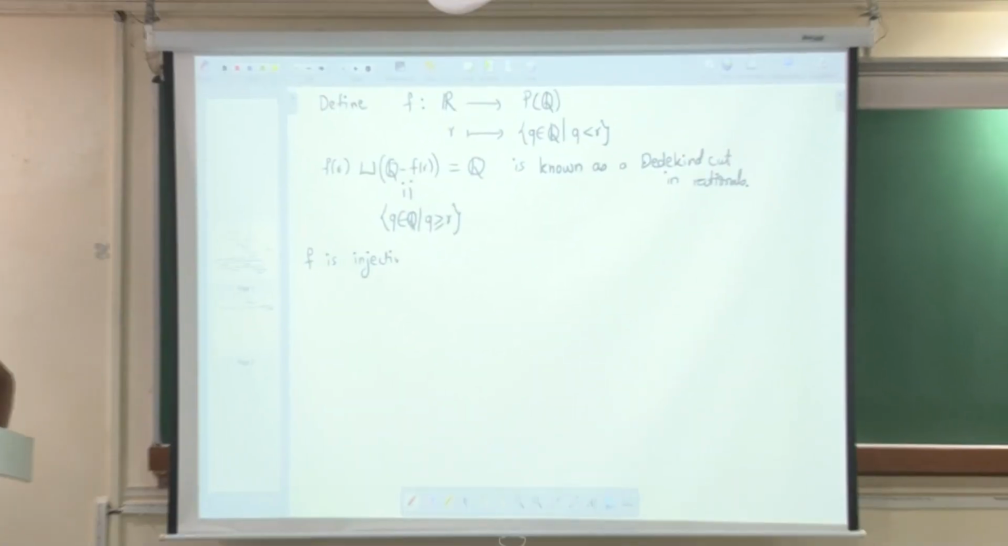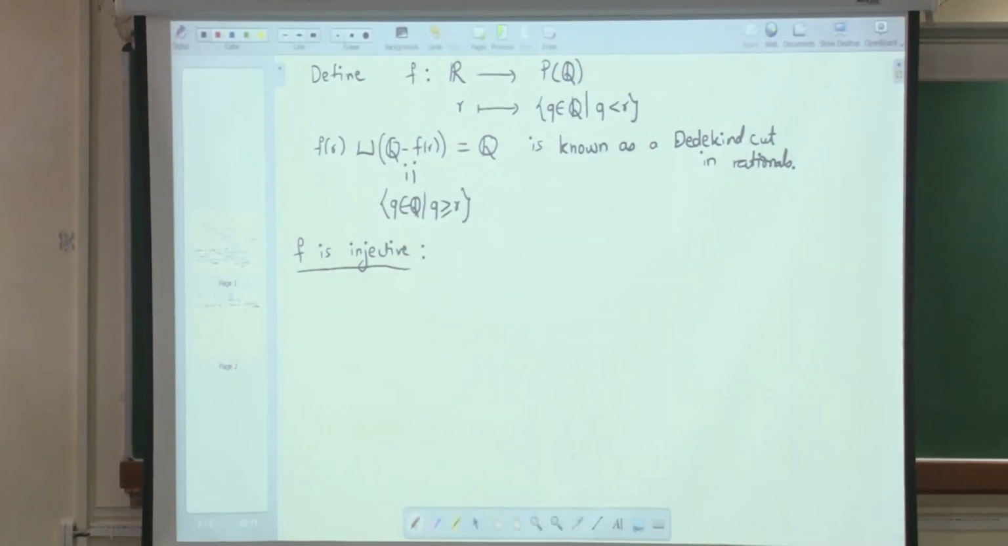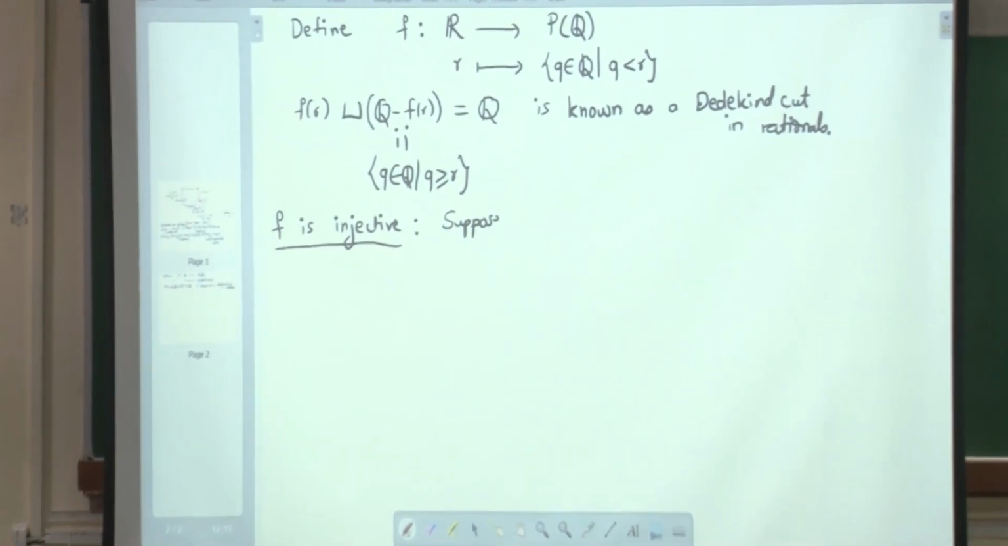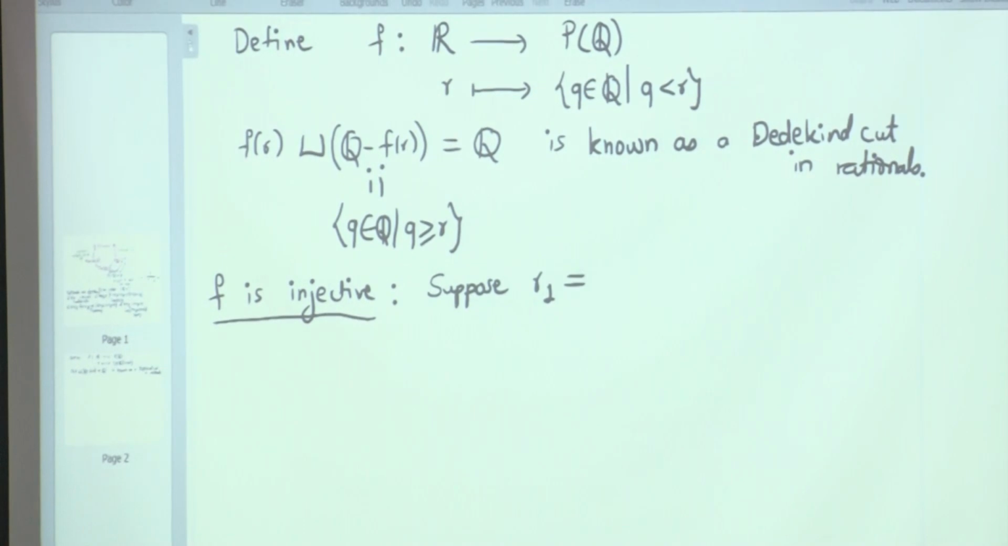So, this function f, what can you say about f? It's mapping a real number to an interval in rationals. What properties of functions do we study? Injectivity, surjectivity. Is this injective? Yes. So, f is injective. How do we show that? Suppose r1 is not equal to r2.